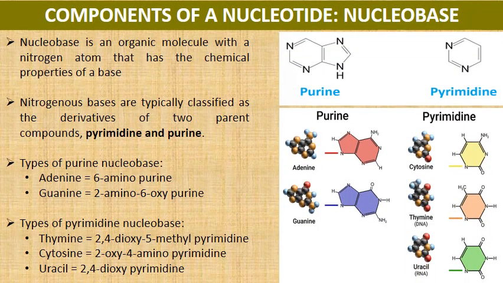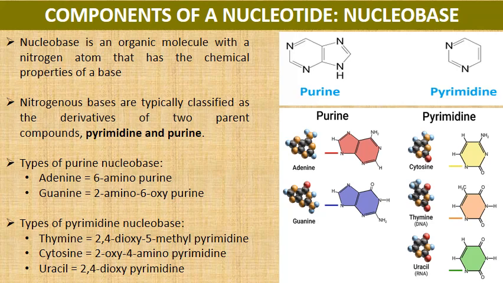About the components of nucleotide in detail. The first component we are going to talk about is nucleobase or nitrogenous base. It is an organic molecule with a nitrogen atom that has the chemical properties of a base. A nitrogenous base owes its basic properties to the lone pair of electrons of a nitrogen atom. Nitrogen bases are typically classified as the derivatives of two parent compounds, that is pyrimidine and purine.